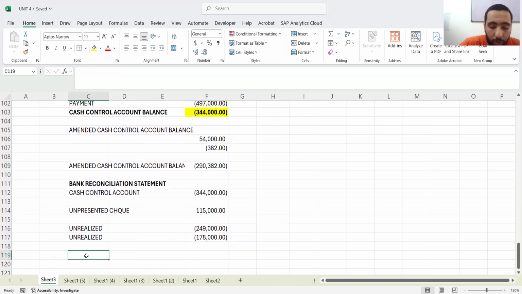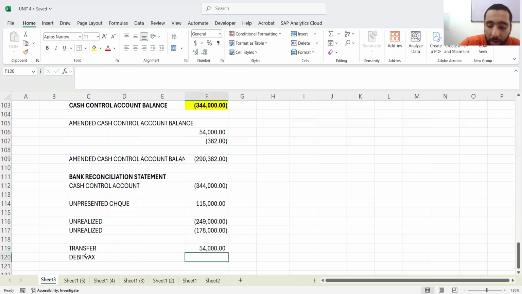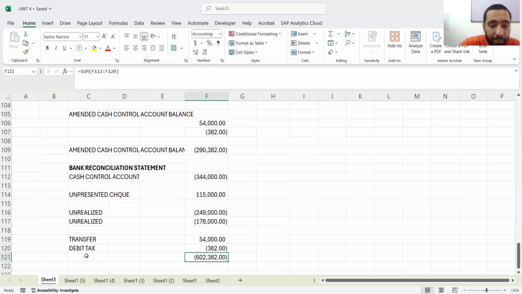Yes, so the transfer of 54,000, and then another debit tax of 382. Very simple. So the answer is how much? How is the answer coming? Yes, very simple, straightforward one.